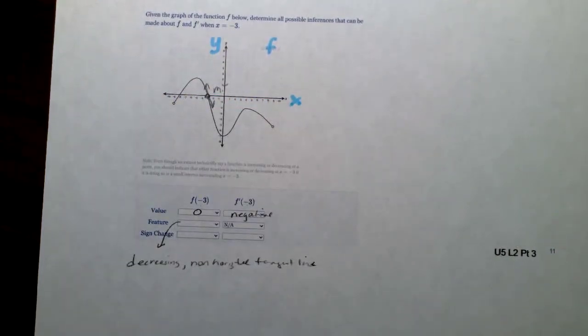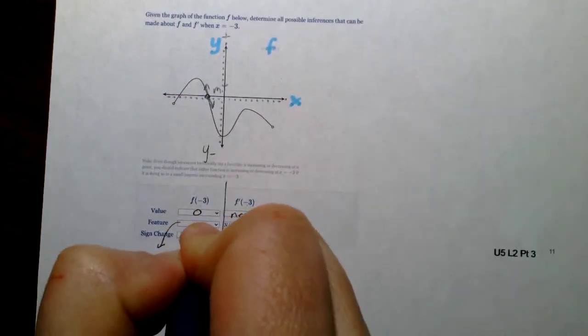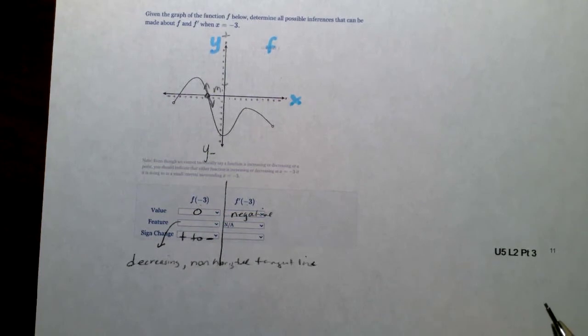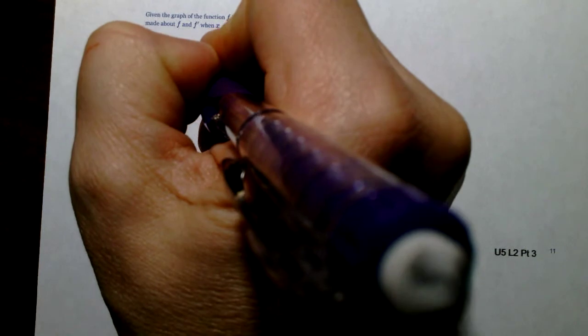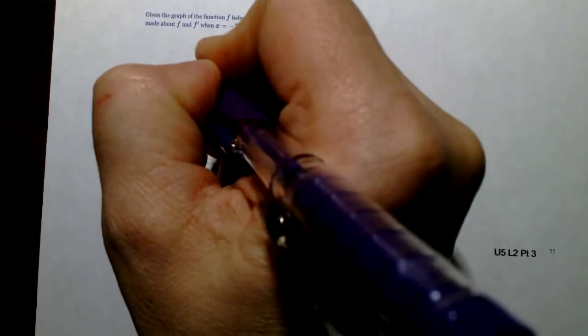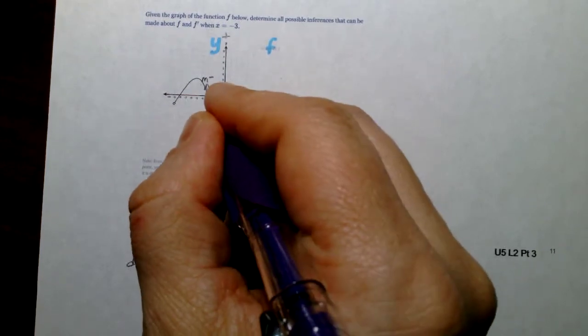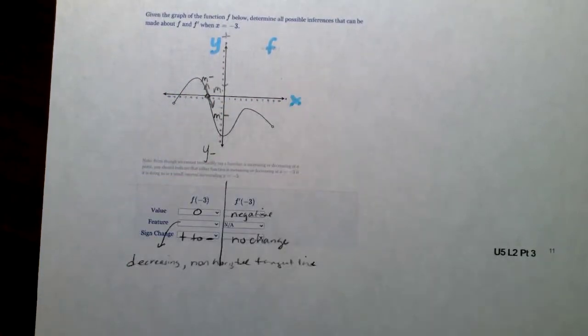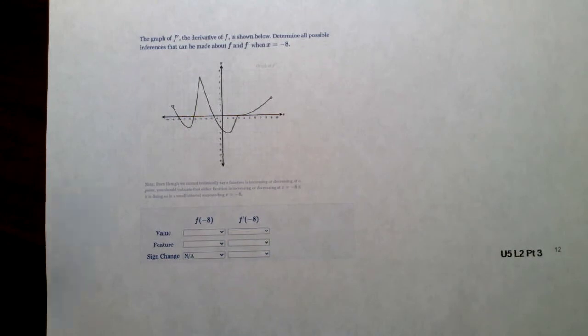What is the sign change? Well, on the graph of f, so I'm going to draw a line between this, the sign change goes from y positive to y negative. So it's positive to negative. But slope negative, there's no change to the slope on either side of -3. Therefore, it's no change.